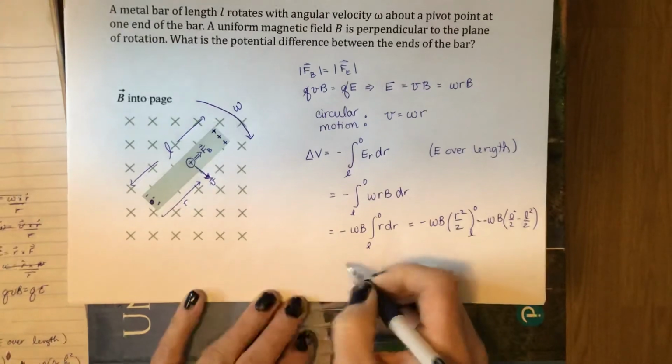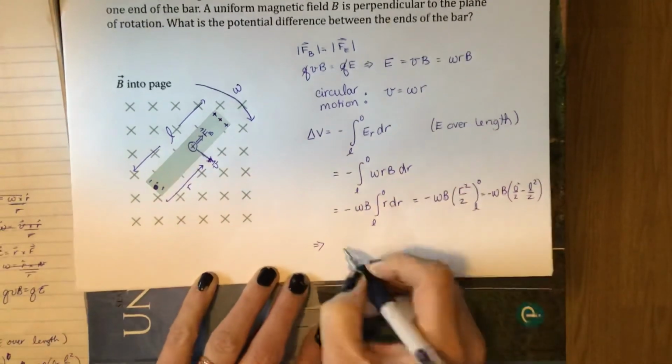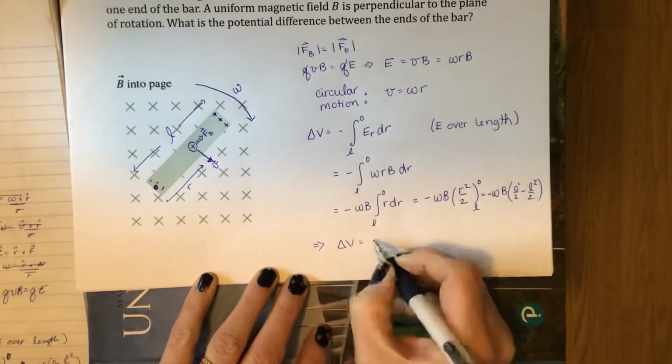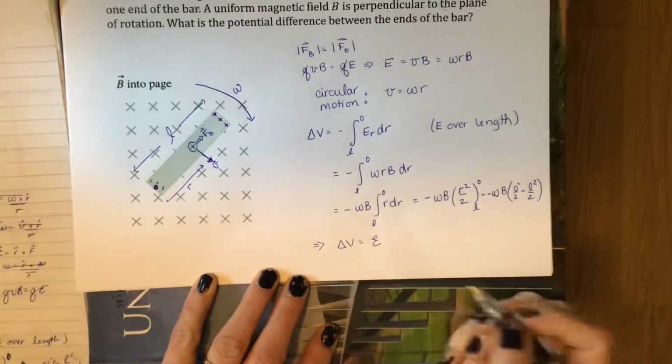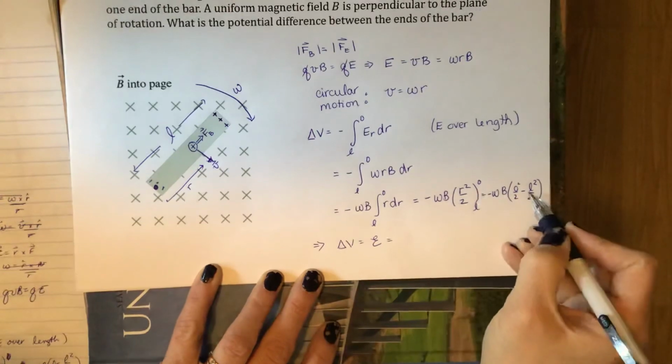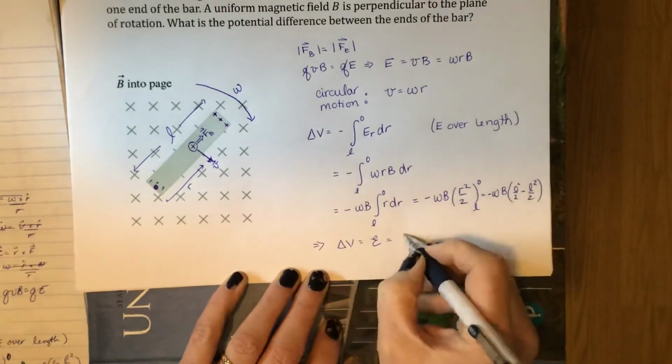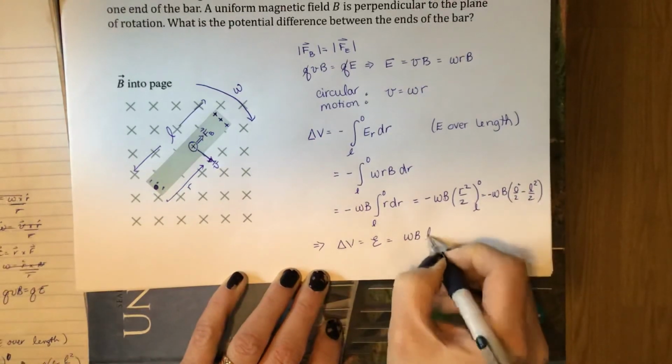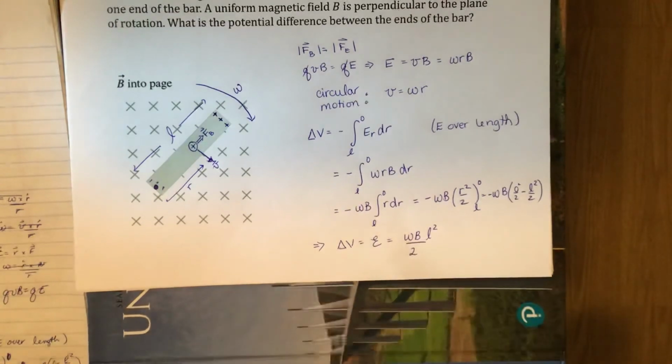And then that result gives us that our change in potential, delta V, now let's switch to Faraday's notation, equals our induced EMF epsilon, equals minus omega B times minus L squared over 2, which is omega times B times L squared over 2. Let's put this in context a little bit.